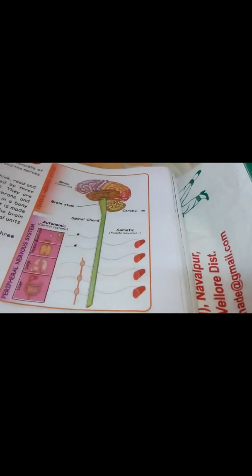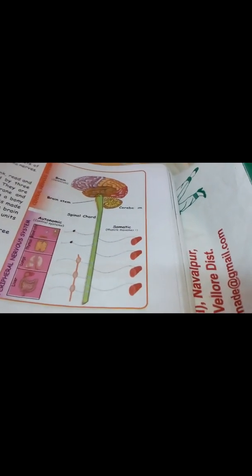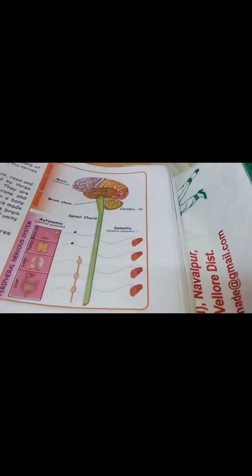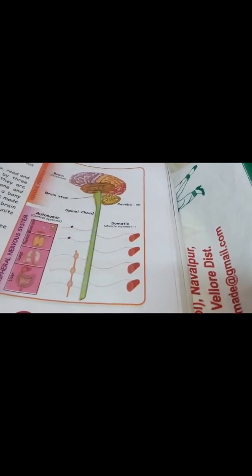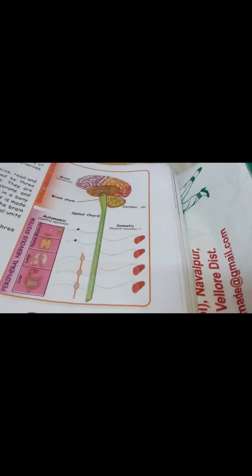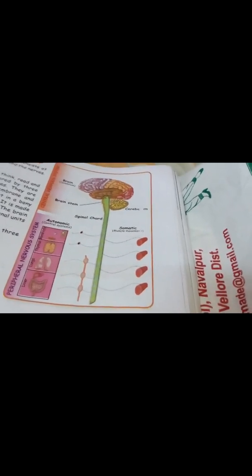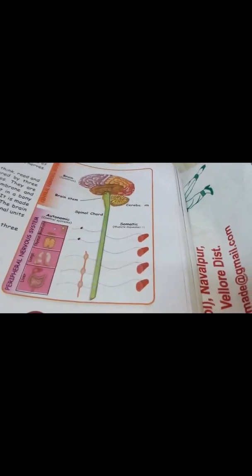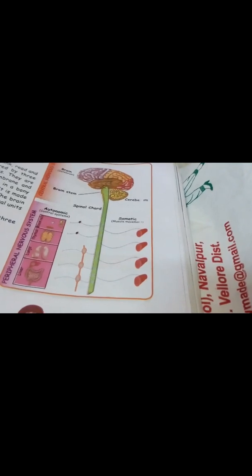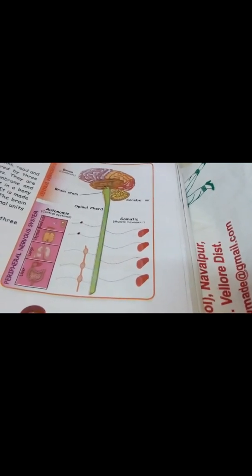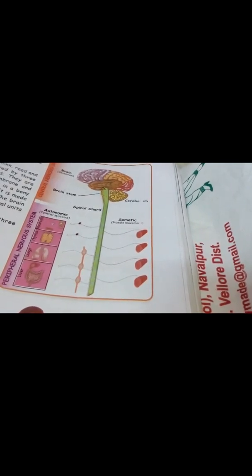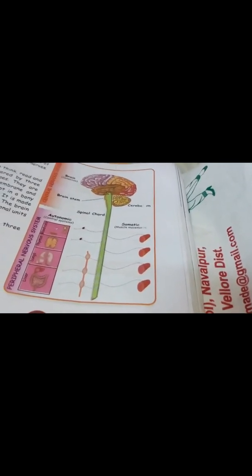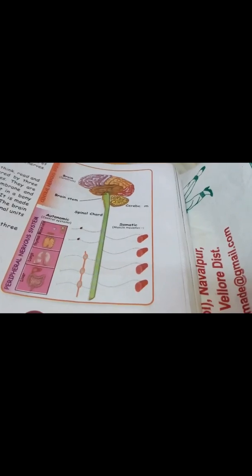So the nervous system is divided into the following. First one is Central Nervous System. Second one is Peripheral Nervous System. Central Nervous System consists of the brain, the spinal cord, and the nerves. First, let's see about the brain. We use our brain to think, read, and write.